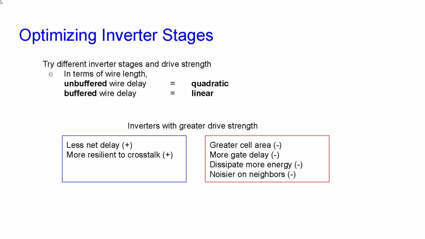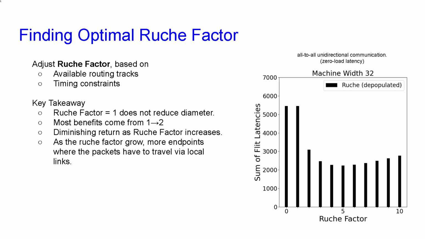In terms of wire length, unbuffered wire delay grows quadratically, and buffered wire delay grows more or less linearly. An inverter with greater drive strength tends to be more resilient to crosstalk, but it also dissipates more energy and is noisier on neighbors. Finally, based on available routing tracks and timing constraints, we adjust the Ruche vector to convert excess wires into network performance.